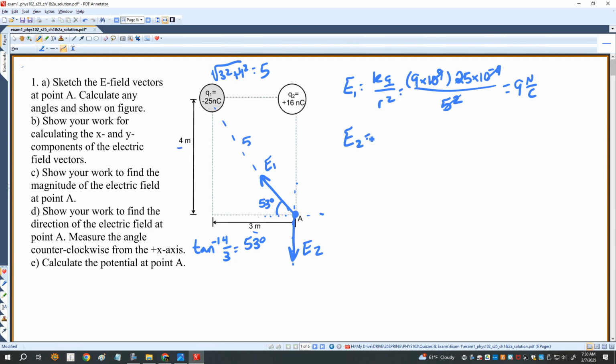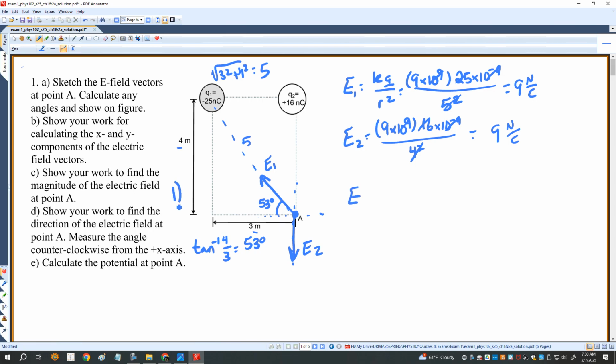E2 I can solve similarly. It's going to be 9 times 10 to the ninth. That's k. Q is 16 times 10 to the minus 9 divided by the distance, which is 4 meters squared. That cancels, that cancels. I'm now left with 9 newtons per coulomb. So those are my two electric field vectors. They're equal but in different directions. So now I need to determine what are the X and Y components.